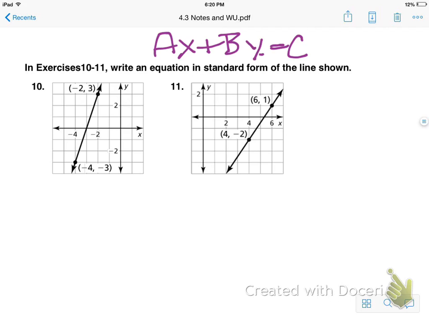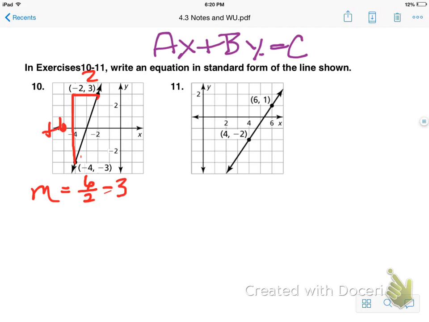Okay, so we need slope and we need y-intercept. So for looking at number 10, and there may be different ways you want to do it, I'm going to find the slope. Remember, it's going from left to right, and it's got to be rise over run. So I'm going up 1, 2, 3, 4, 5, 6, and I'm running 2. So my slope is 6 divided by 2, which is 3.